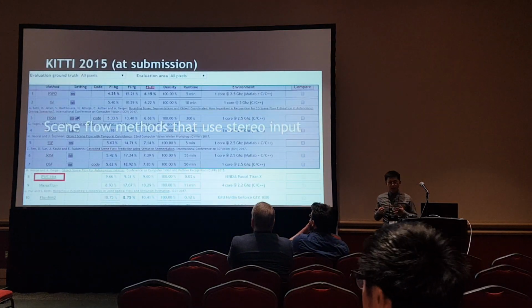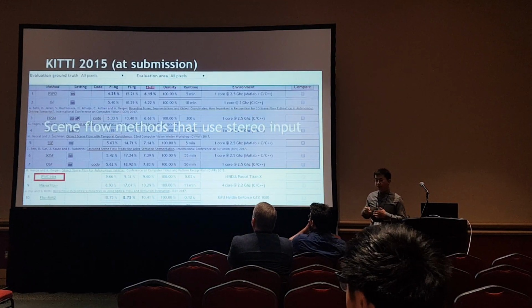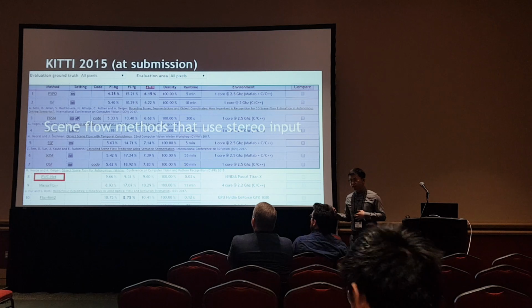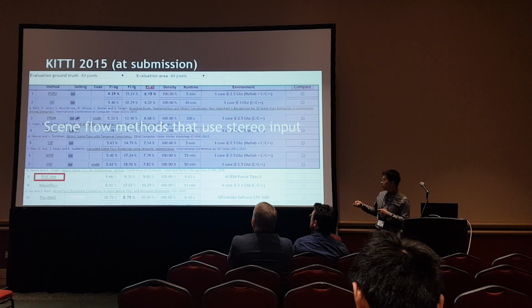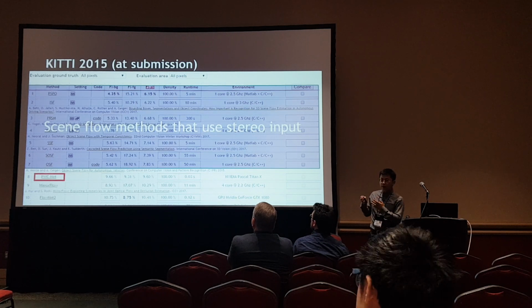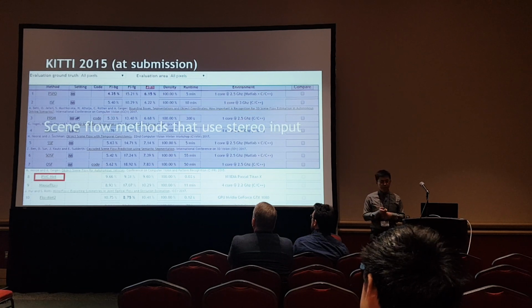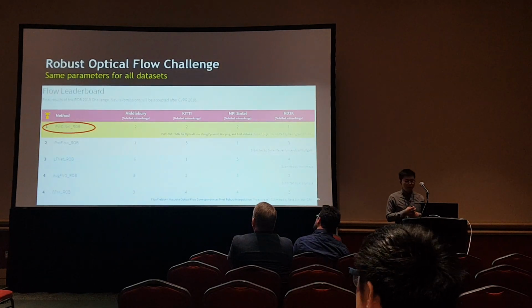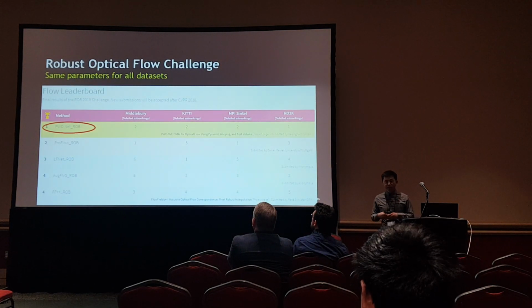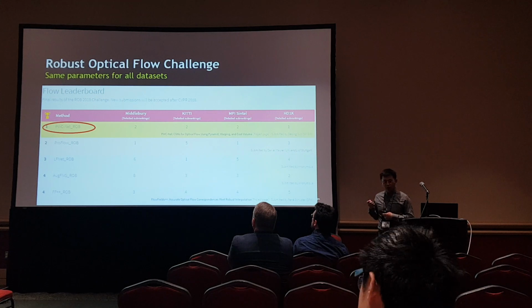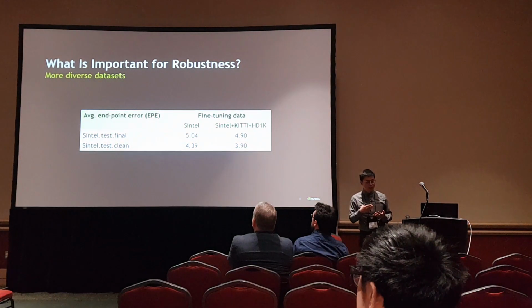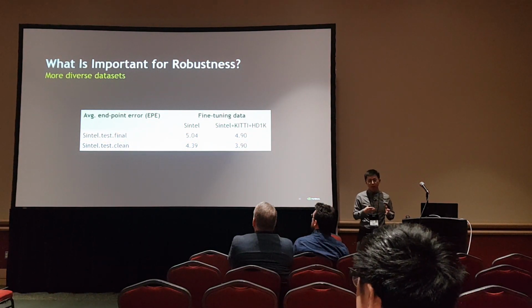And this is the KITTI 2015 public table at the time of submission. Again, it was top ranked, and it was only worse than the ThinFlow method that used stereo input. That means more information. Again, this is on the Robust Vision Challenge. And something I learned from the process is what makes it more robust.